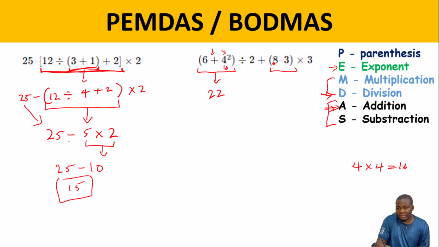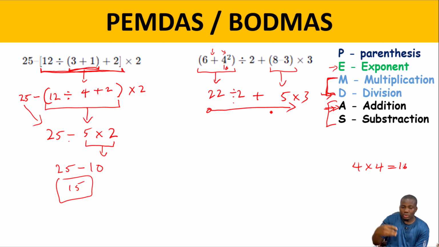So here we have 8 minus 3, that's 5. So write down every other thing. 22 divided by 2 plus 5 times 3. Now, we have division and we have multiplication. What do we do first? Like I said, the division and multiplication, they are on the same level. The only thing that determines what we do first is from left to right, which one do we come across first? We come across this division first, so we do it first. So 22 divided by 2 is 11.